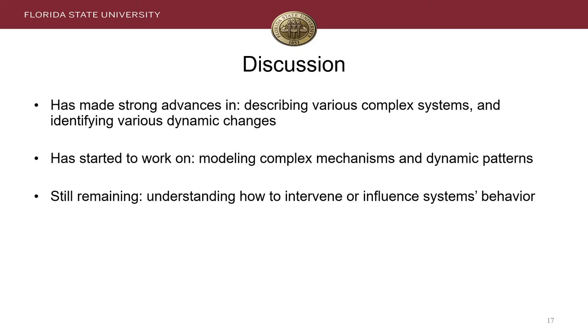So to recap, our systematic review looked at the methodological characteristics of complexity theory research and the contributions this body of research has made to the field, and finally at study quality. Our research points to clear trends, shows that first, the field has made strong advances in describing complex systems and identifying various dynamic changes. Now, these are core objectives of complexity theory research in applied linguistics. It's also clear from our review that the field has begun to work on another objective, that is modeling complex mechanisms and dynamic patterns using innovative methods for data collection and analysis.